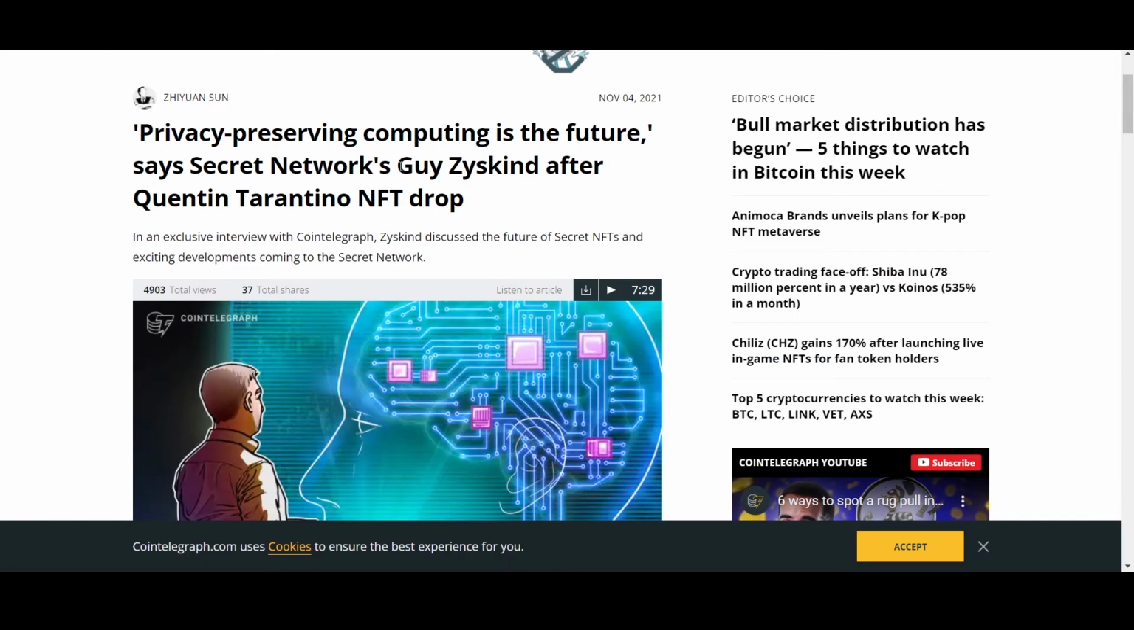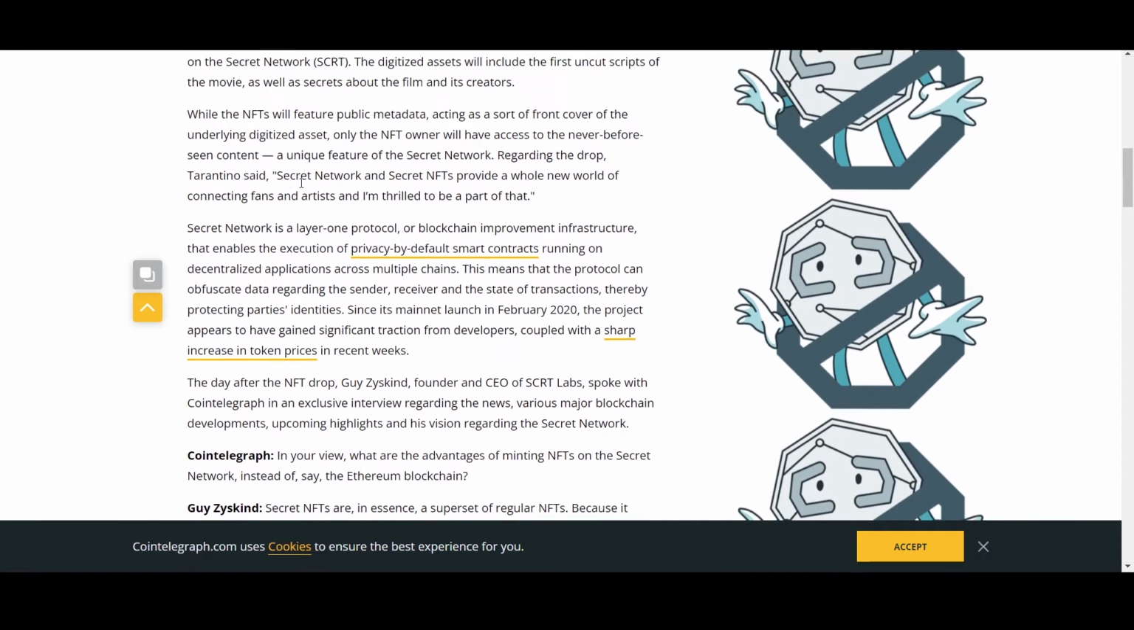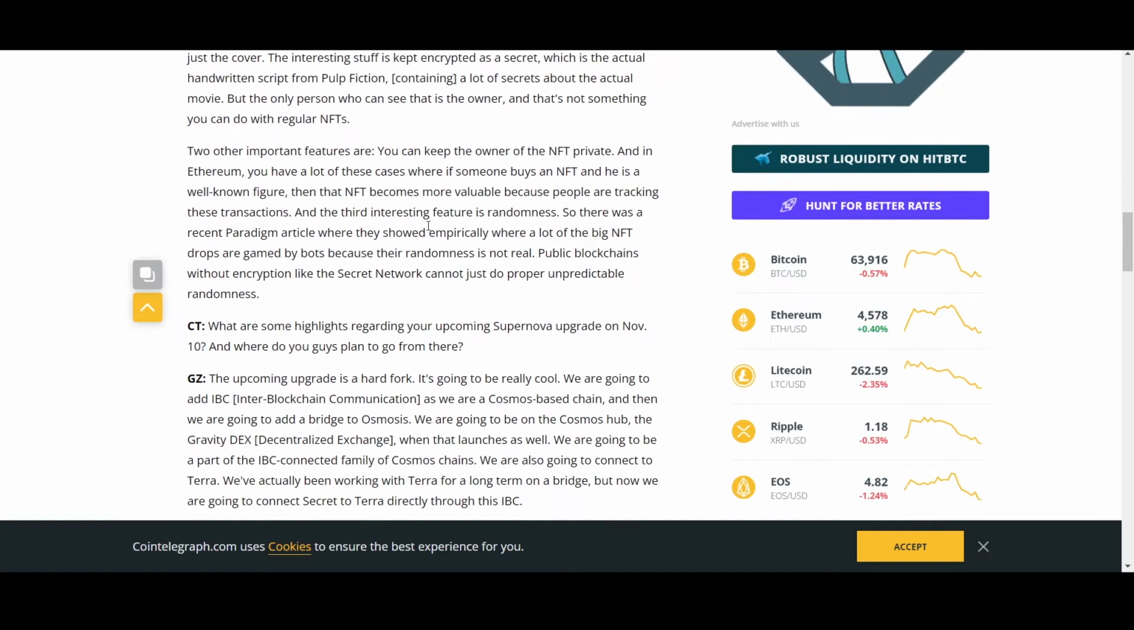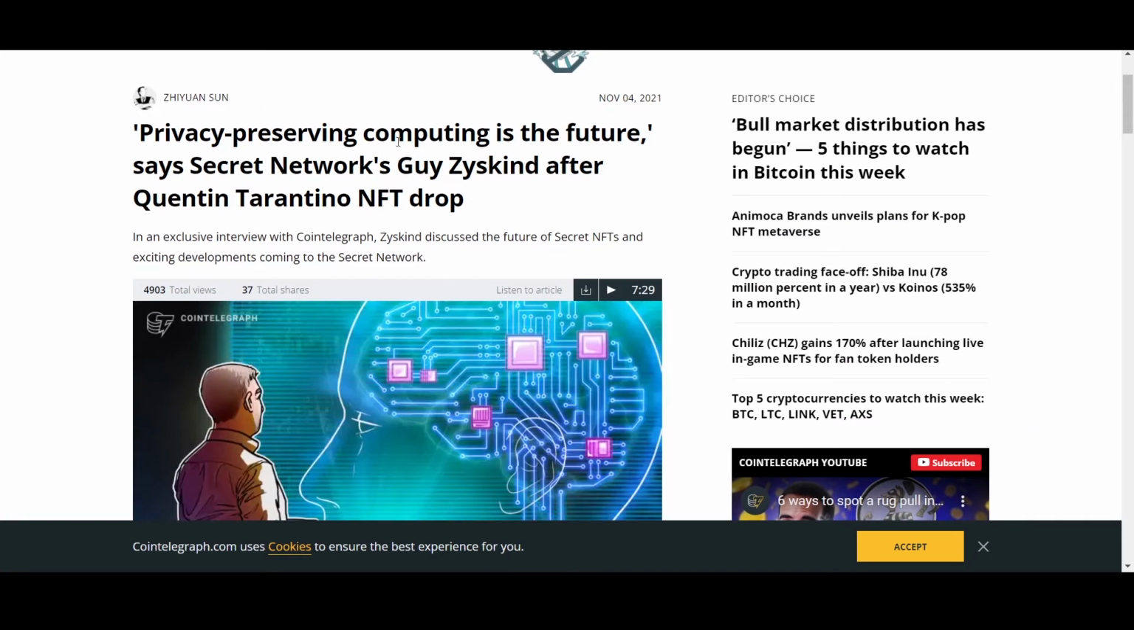Right after this, Guy Zyskind from Secret Network claimed that privacy preserving computing is the future. That's why they have entered the NFT space and are also trying to expand in this sector. So yeah, that's something that is also worth watching.